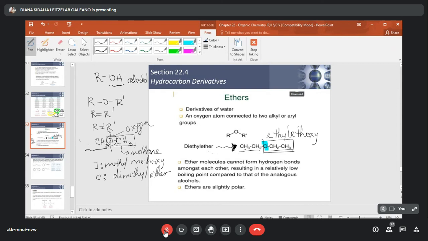Ether molecules cannot form hydrogen bonds amongst each other, resulting in a relatively low boiling point compared to that of the analogous alcohols. And they are slightly polar. They dissolve in water. That's what slightly polar means. But still you can see the mixing of the ether and the water particles, kind of like a slight oily substance floating on the water.